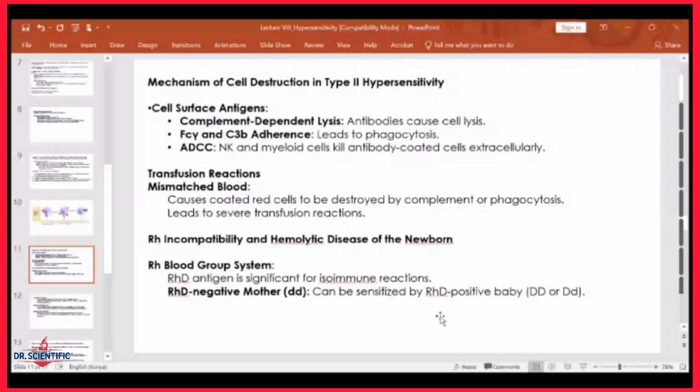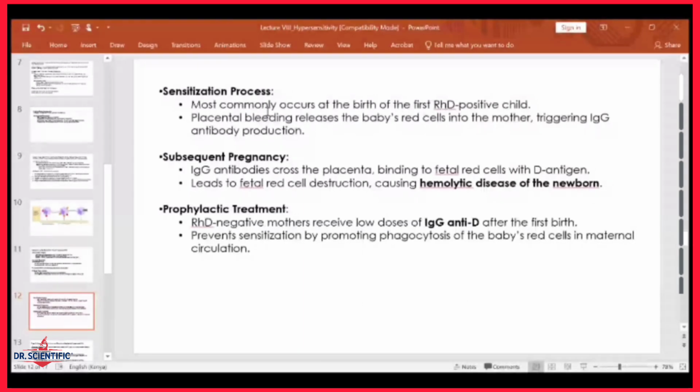Subsequently, the IgGs against the rhesus have built up and been stored, so subsequent pregnancies will be affected. How you go about treating these individuals is that you inject mothers with low doses of IgG anti-D. So these are anti-rhesus factor IgG, antibodies against the antibodies. These are monoclonal antibodies.